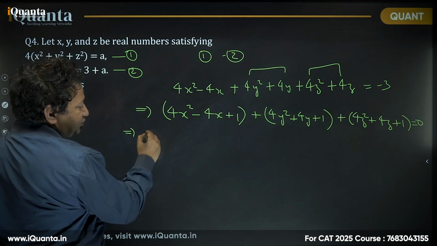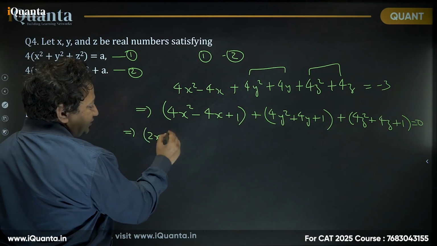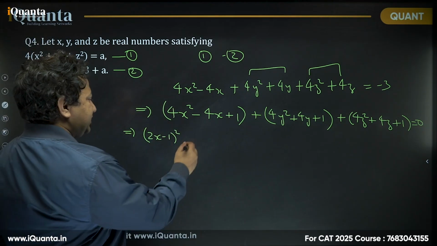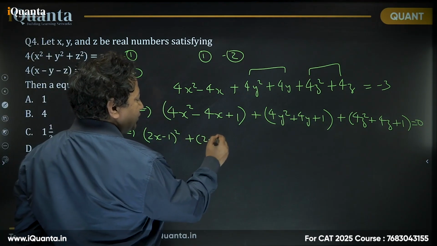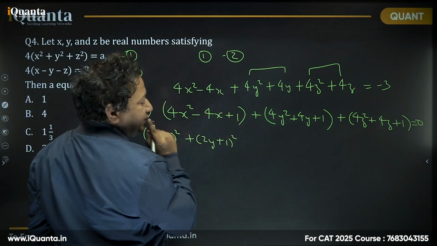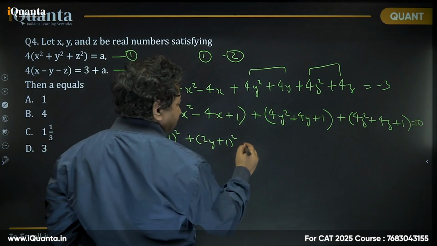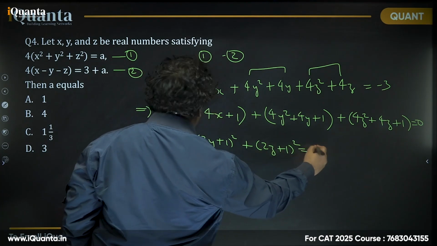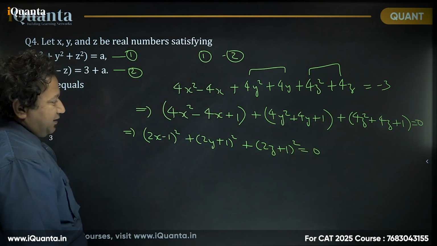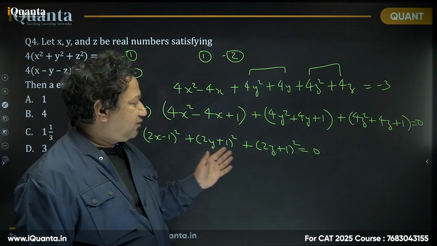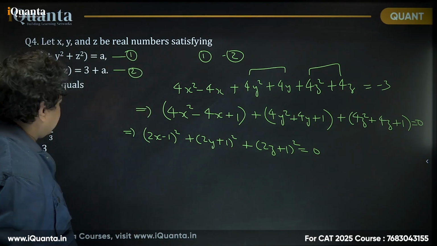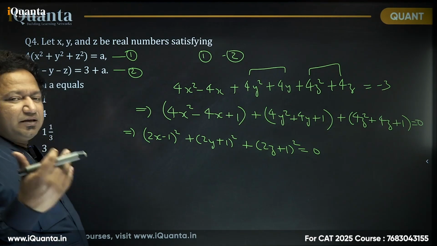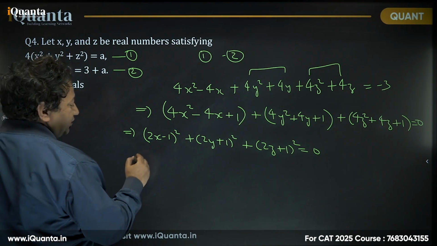The first one is 2x minus 1 whole square. Am I right? Yes. If I square this, I'll get this only. The second one is nothing but 2y plus 1 whole square. Yeah, looks good. The third one is 2z plus 1 whole square is equal to 0. Well, now you see that there are 3 perfect squares and the sum is 0. By the way, now we need to use some mathematical algebraic property.